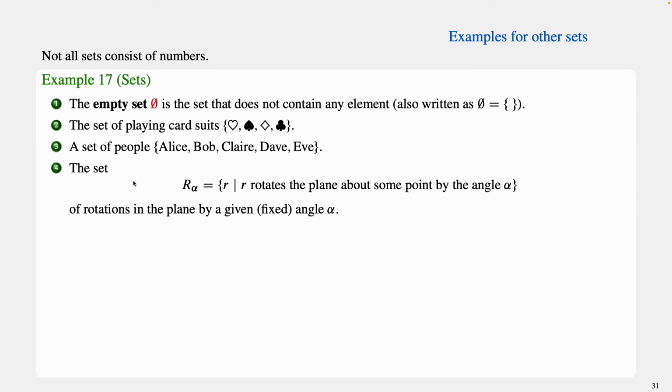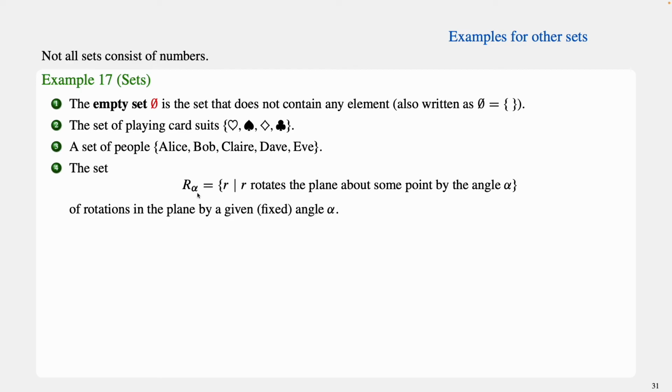Now, other sets that are maybe more interesting for mathematics are geometrical operations. So here I say the set R index alpha is the set that contains all rotations in the plane about some point, but the rotation has to be by the angle alpha that is given in the index here, and alpha is fixed. So that means for every value alpha between 0 and 2 pi, we actually get a different set R alpha.